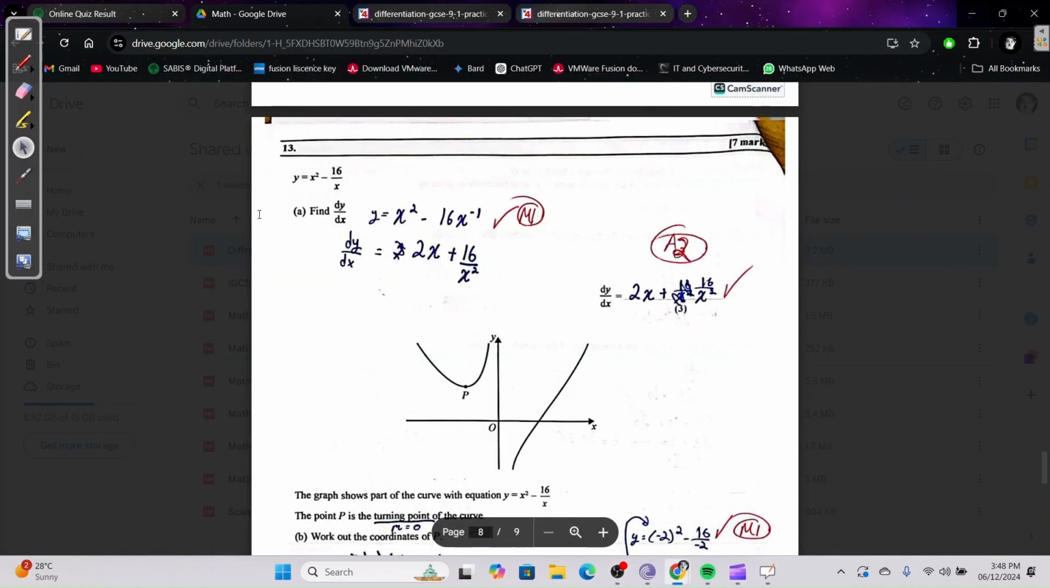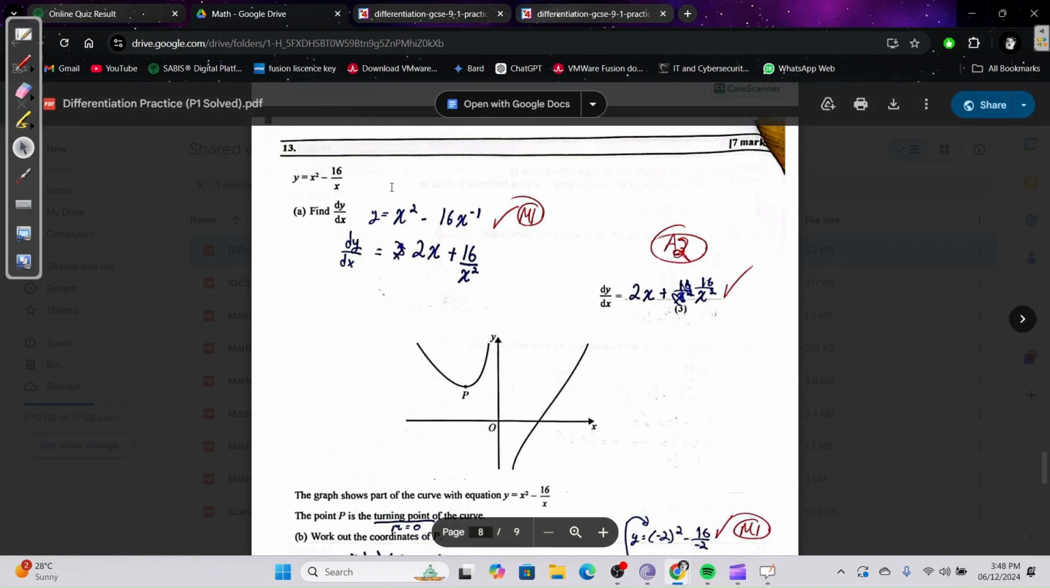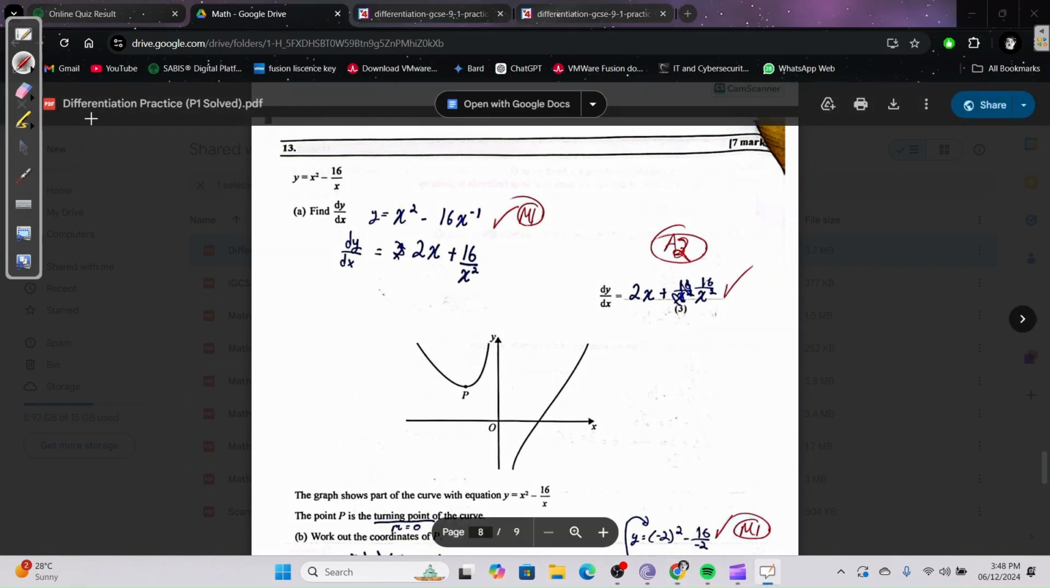Okay, so question 13, y equals x squared minus 16 over x. Find dy/dx. Simple. dy/dx is equal to, trying to go through this quickly, 2x minus, and again you take this to be 16x to the power of negative 2, or negative 1, sorry. Why did I take it to negative 2? 16x to the power of negative 1, right? Let me erase this and fix it.